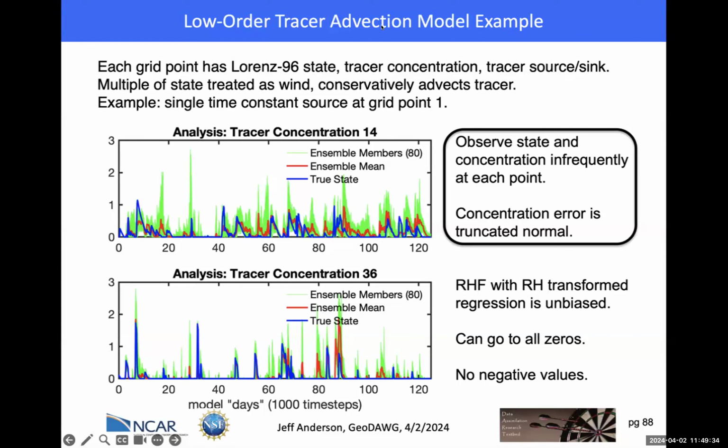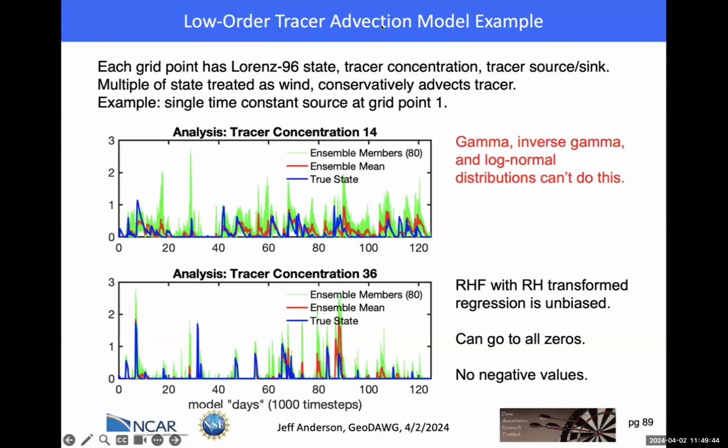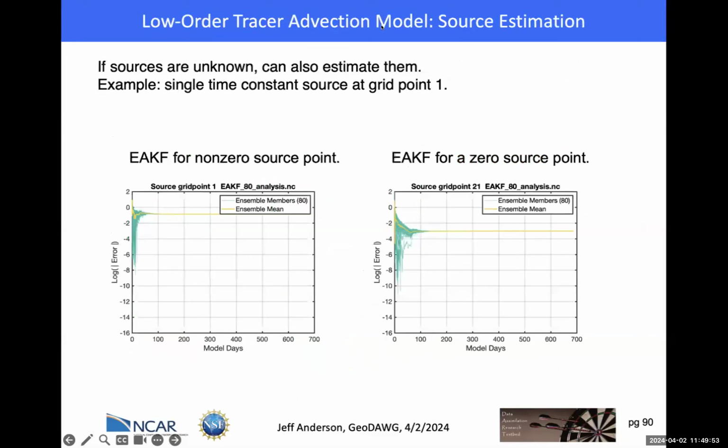And there's some specific times here, for instance, about day 50 on the lower panel, where all of the ensemble members do in fact go to an estimate of 0 concentration. I won't talk about it today. Using gammas, inverse gammas, or log normals for this can present some challenges compared to this distribution that I'm using.